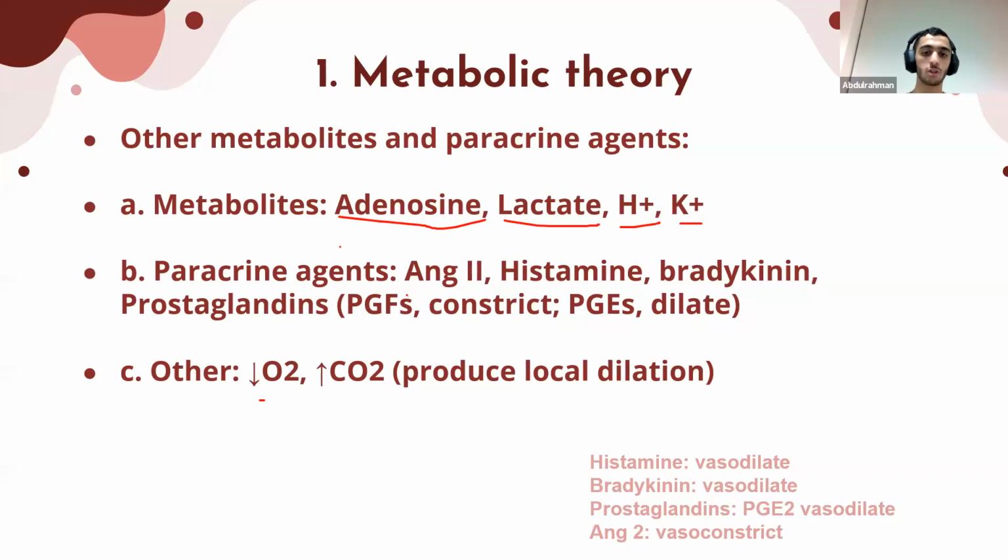And also there's a bunch of paracrine agents. I did write their functions here, but basically just that they act. Angiotensin 2 is from the RAAS system. You guys can read them on your own. I really doubt they might ask you about these. So if you understand that metabolism causes dilation, this should be enough.